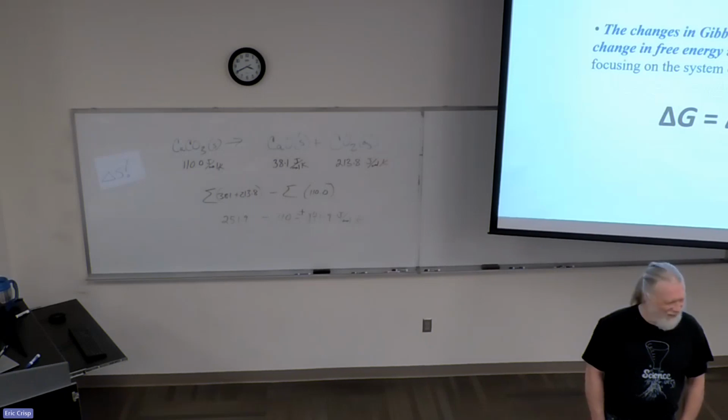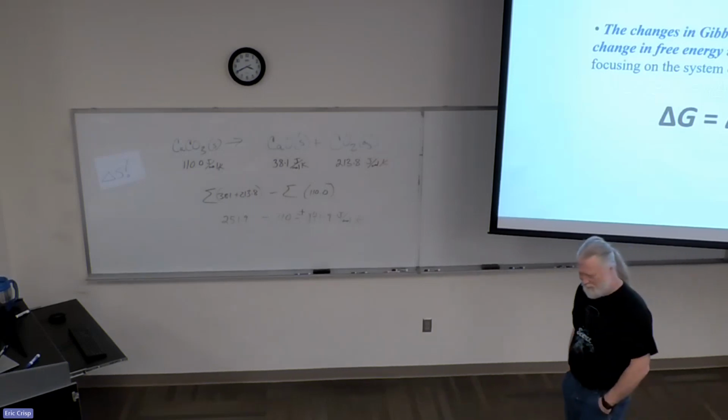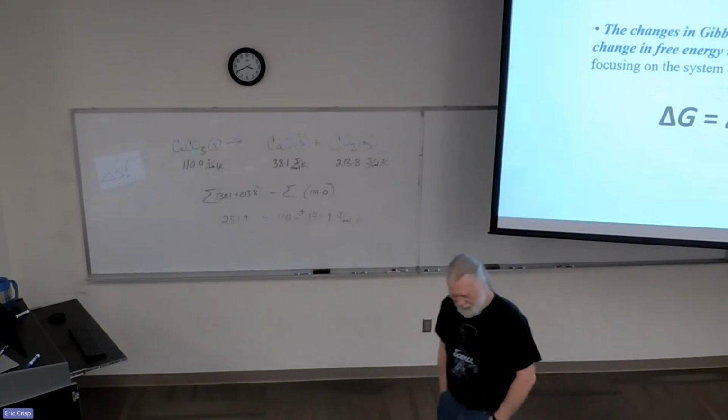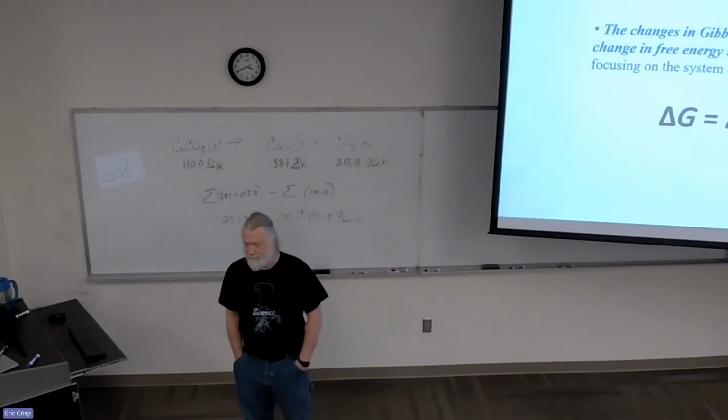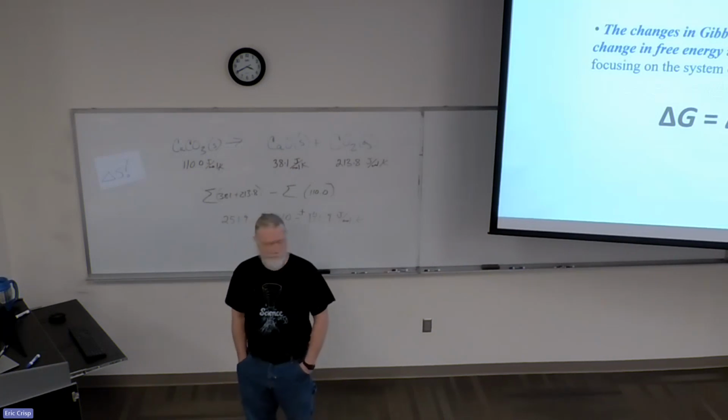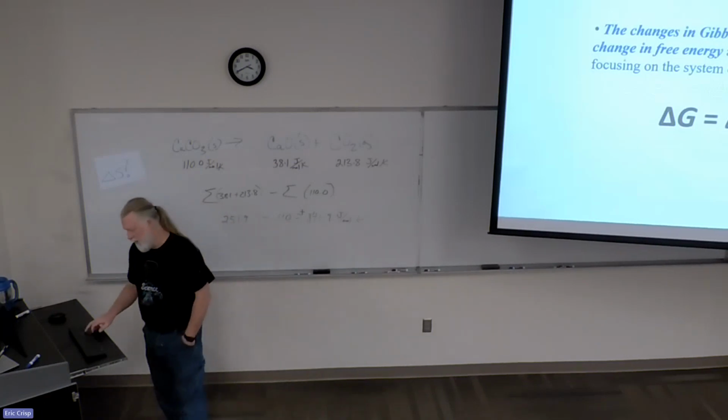Negative delta H is exothermic, products minus reactants. Well, same idea. Negative delta G is going to be spontaneous. Same idea. Make sense? If delta G is negative, spontaneous.